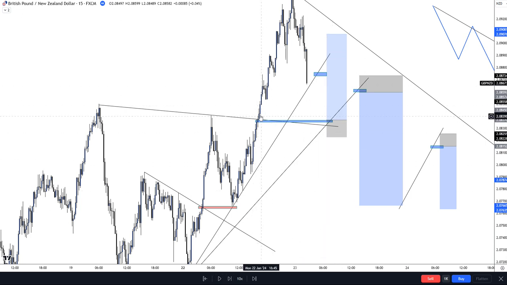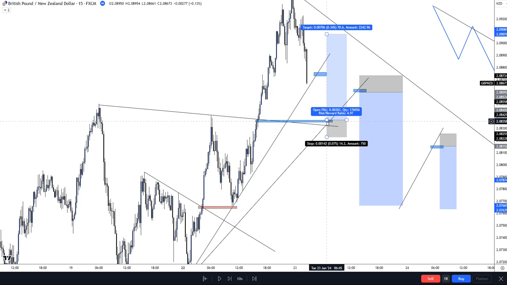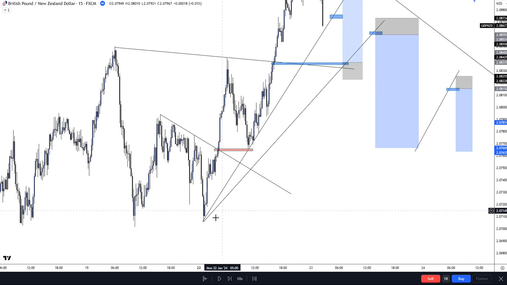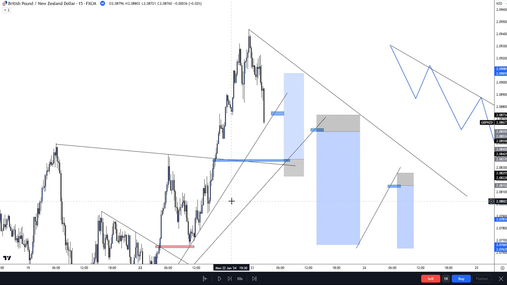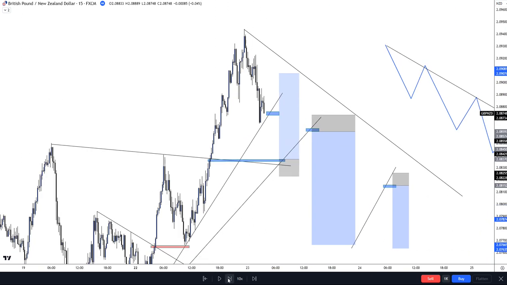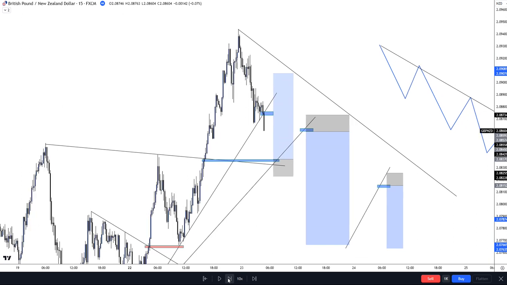So you'd be waiting. Some people would have a pending order here. Some people wouldn't. You might want to wait for price action. That's okay. But in the process, price is coming back down to this trend line here that we pointed out initially. Okay. What then happens? Price then breaks the trend line like so.